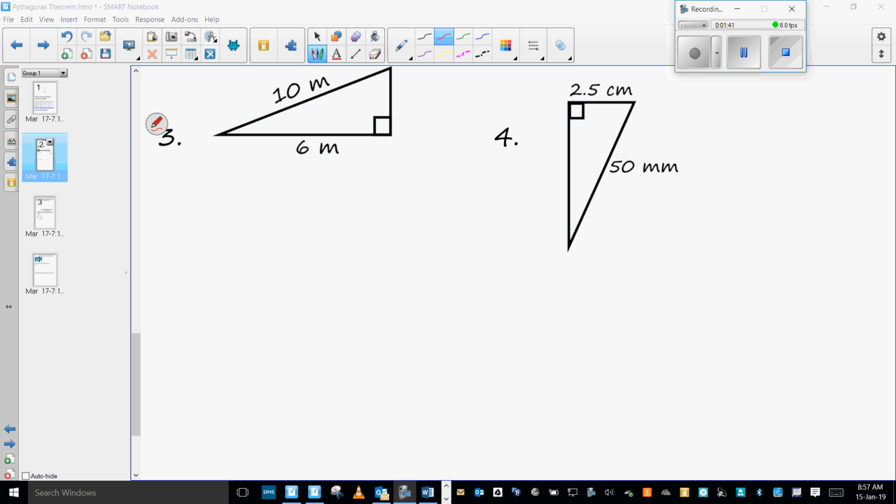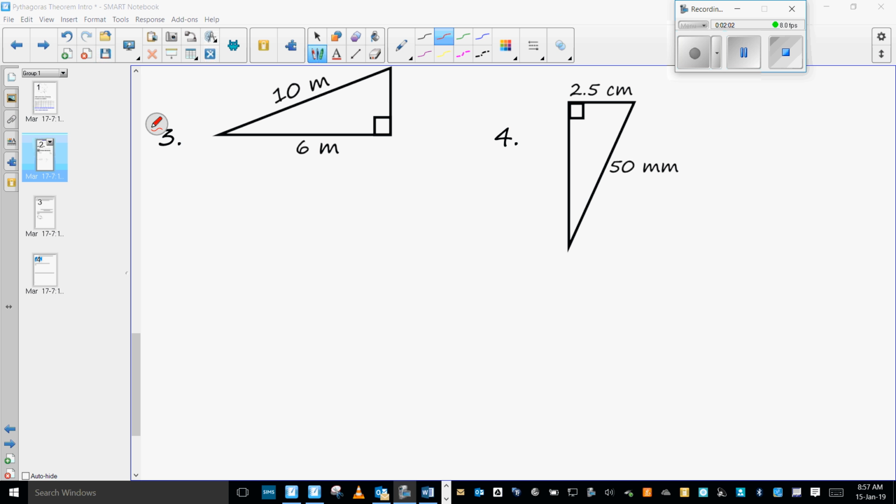If we change it to the smaller unit, it means we're going to avoid decimals, which is sometimes nicer. So it may be preferable to change them both to be the smaller unit, in this case millimeters. Alright? So if we've got 2.5 centimeters, how many millimeters is that?